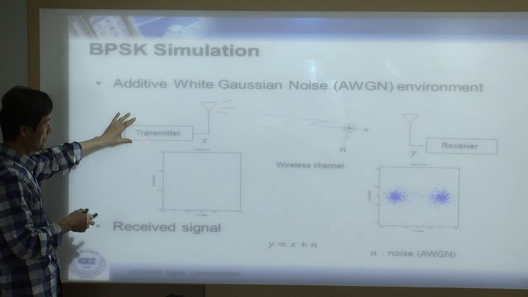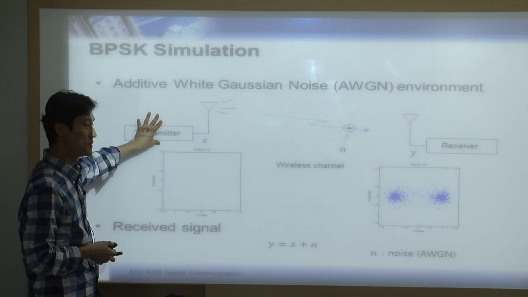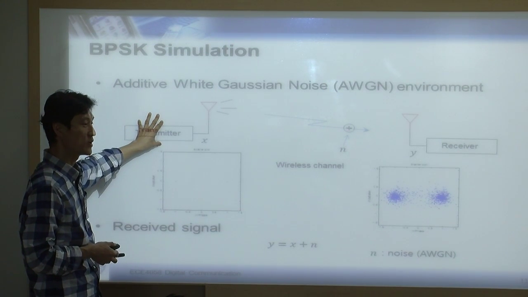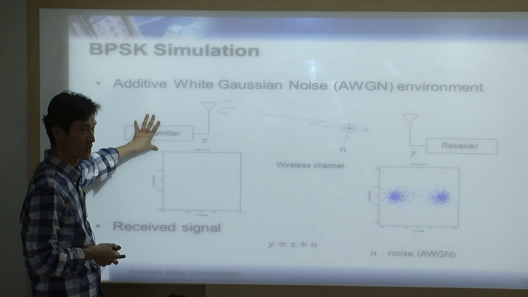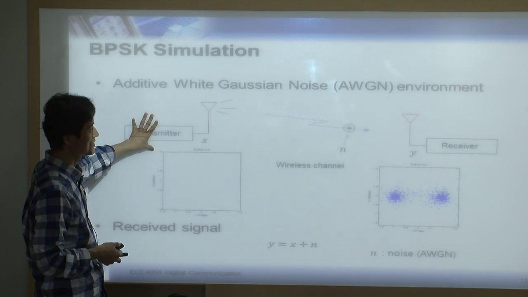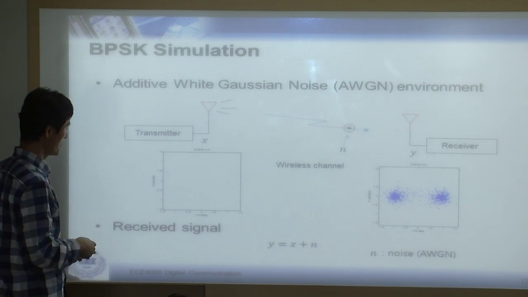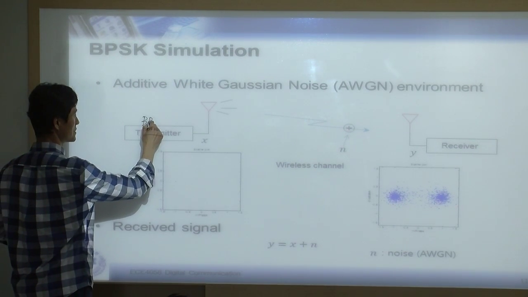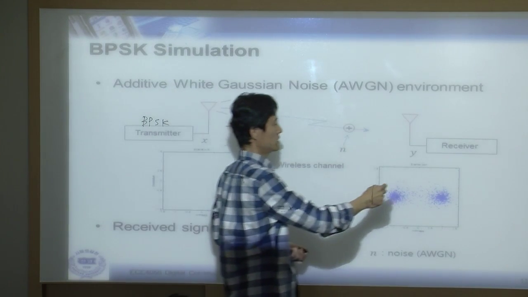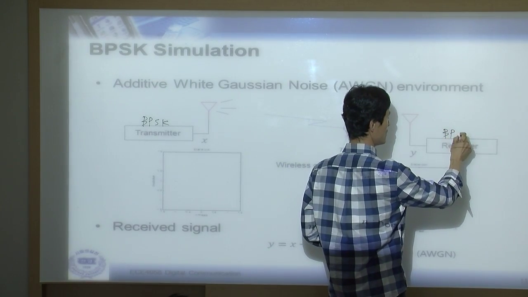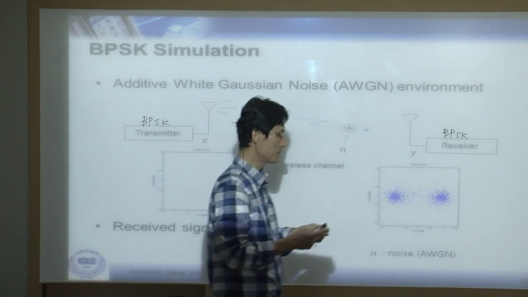We have a transmitter. In this case, this transmitter is a BPSK transmitter, but you can also do it for QPSK. But this is simply for BPSK, just to give you an idea. BPSK transmitter, let me write it here, BPSK transmitter in this case. This is also a BPSK receiver, just as an example.